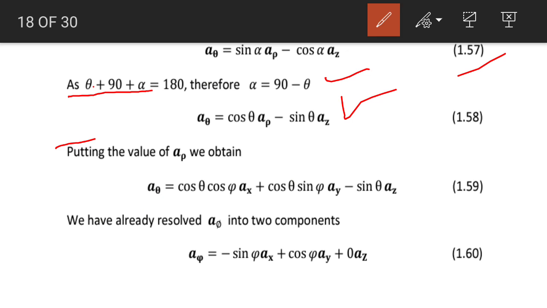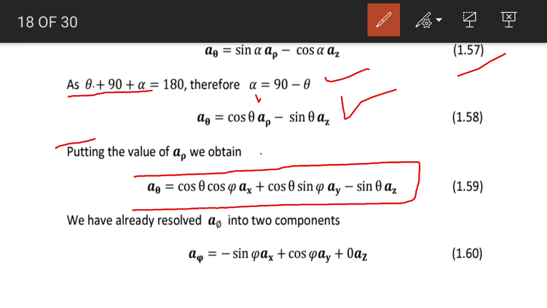And now we put the value of a rho in equation number 58, and we obtain equation number 59. So a theta will be equal to cos theta cos phi ax plus cos theta sin phi ay minus sin theta az. So we have resolved a theta into three components. Now a theta dot ax will be equal to cos theta cos phi. A theta dot ay will be equal to cos theta sin phi, and a theta dot az will be equal to minus sin theta.